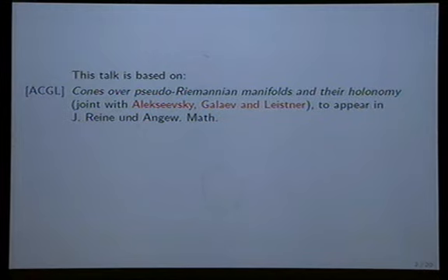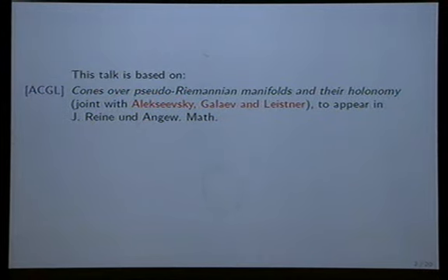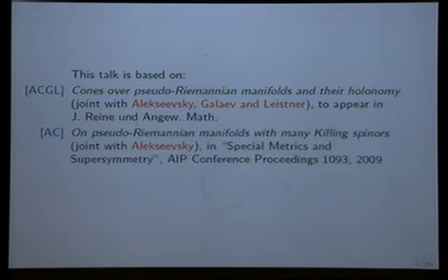The first is joint with Dmitry Alekseevsky from Edinburgh University, Anton Galaev from the Eduard Čech Center in Brno, and Thomas Leistner from the University of Hamburg. It will appear in the Journal für reine und angewandte Mathematik. And the second paper is joint with Dmitry also. It will appear in a volume on special metrics and supersymmetry.